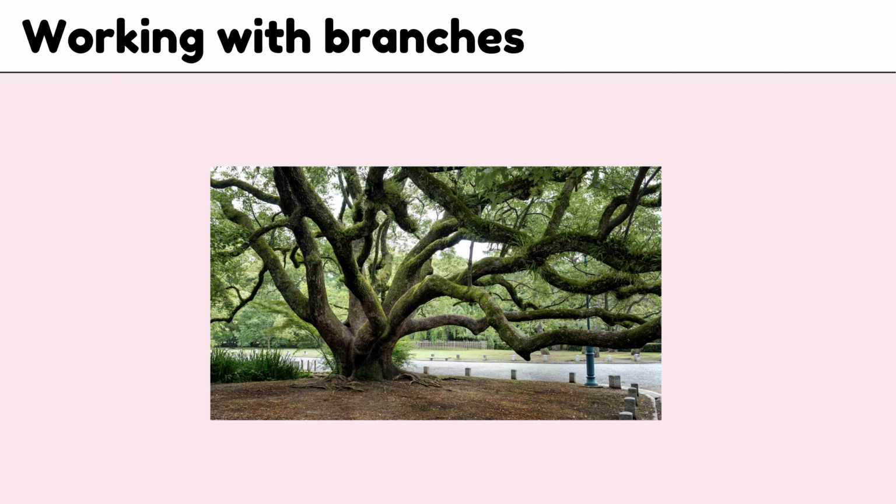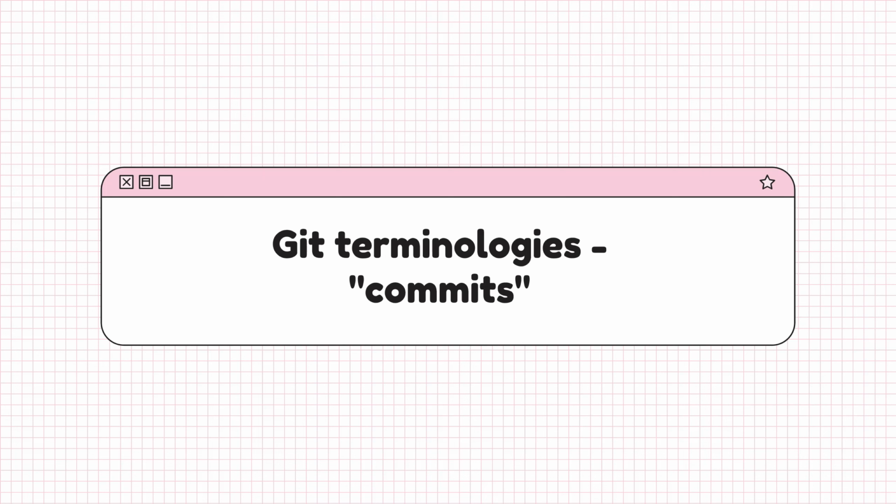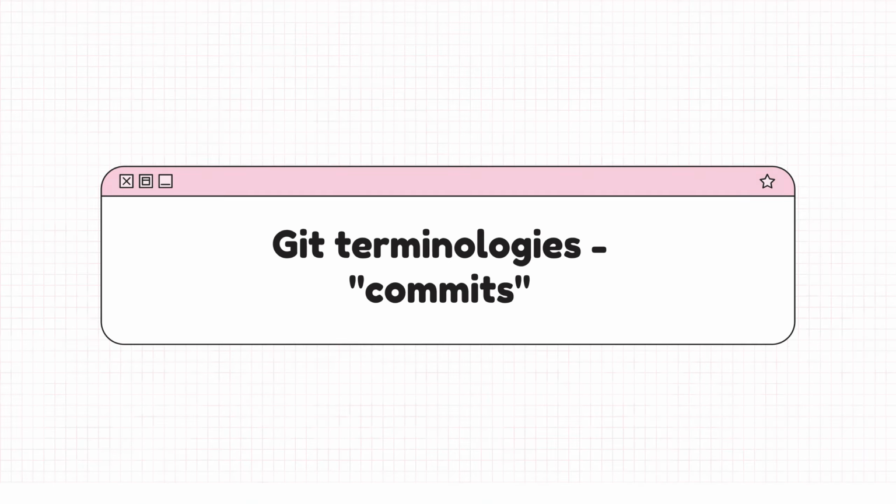Similar with Git, a branch is an extension of the main branch. You can have as many branches as you want, and a branch could even be extended from another branch. Working with branches allows you to make changes safely without introducing impact to other people working on the same code base. Now that you have a basic understanding of what branches are in Git, the next common term that you'll hear is called Git commits.